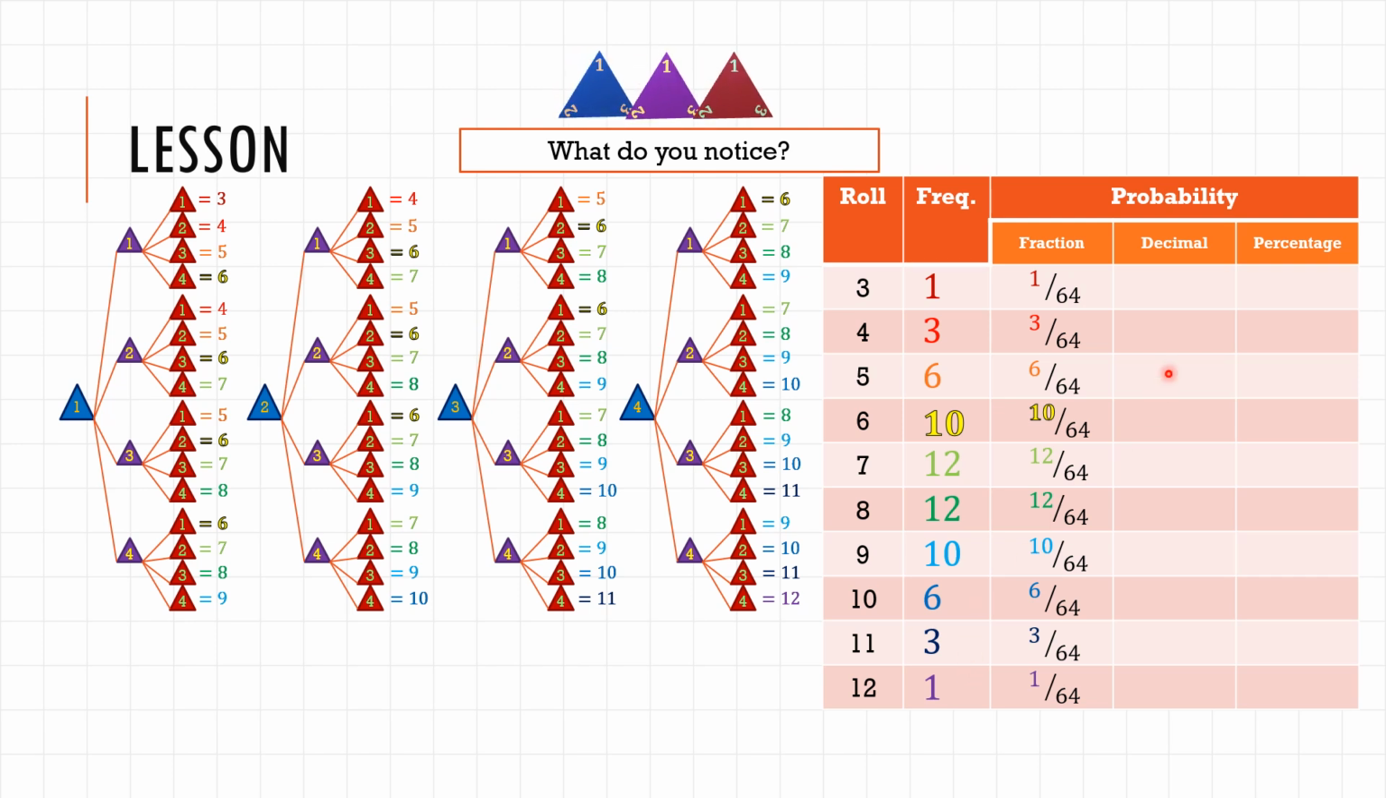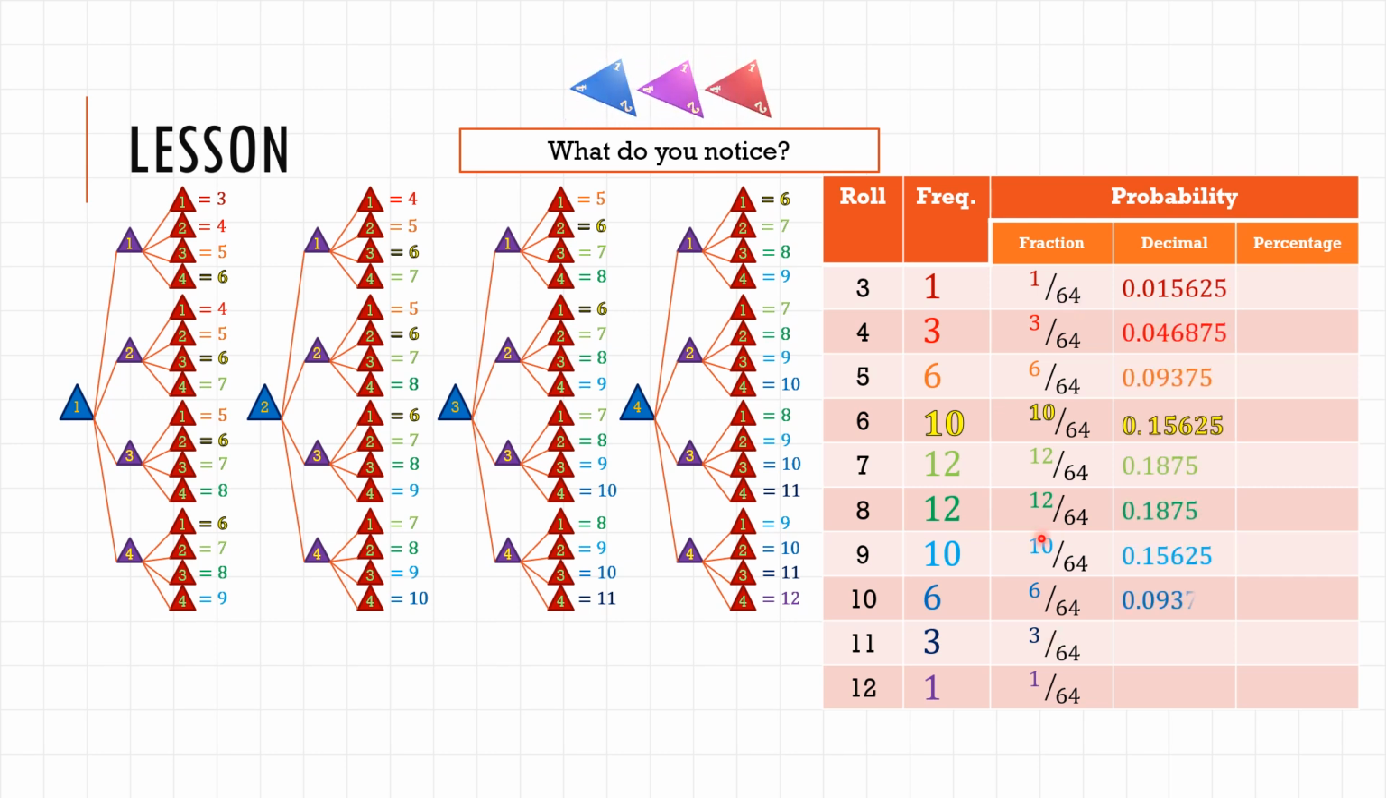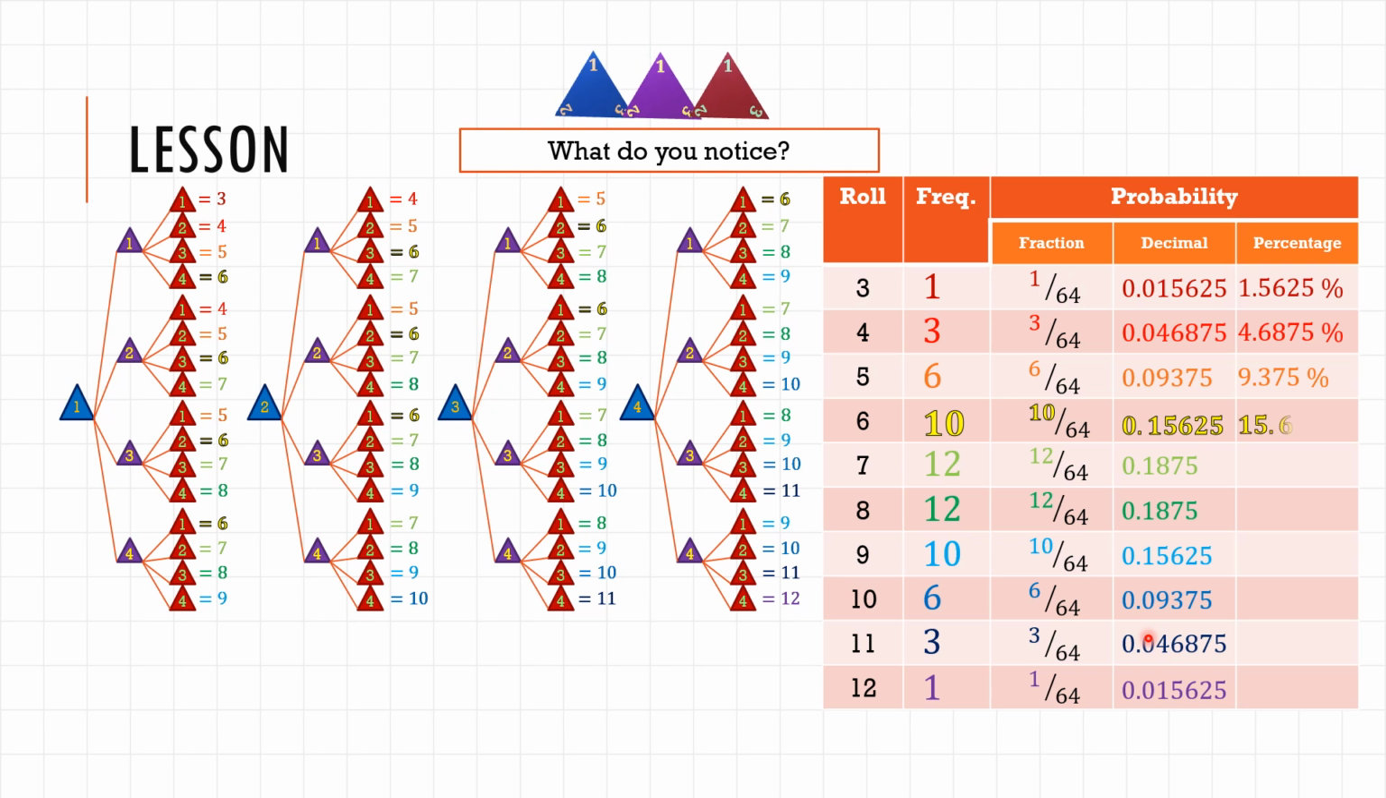To find the decimal version of these, we can just divide all of these numbers. And then when we want to convert those to percentages, we just multiply all of these numbers by 100. And that will give us 1.5625% chance to roll a 3.